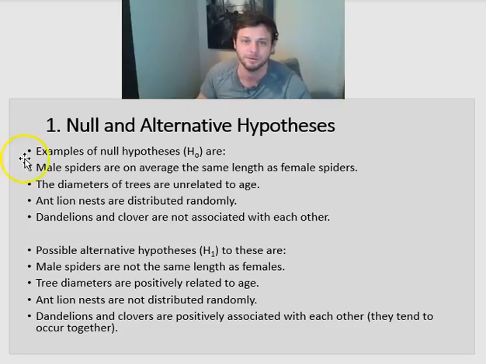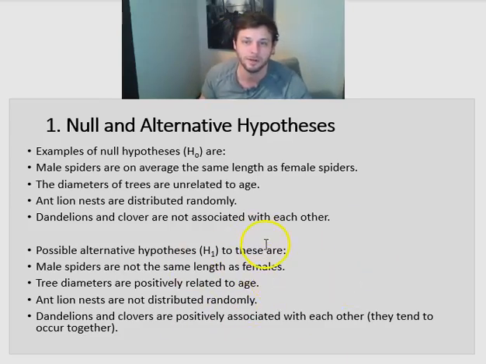Here are some examples. Male spiders, on average, are the same length as female spiders. Or the diameter of a tree is unrelated to its age. Antlion nests are distributed randomly, and dandelions and clovers are not associated with each other.